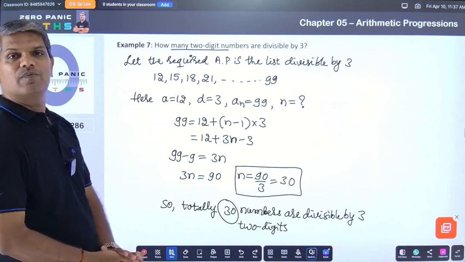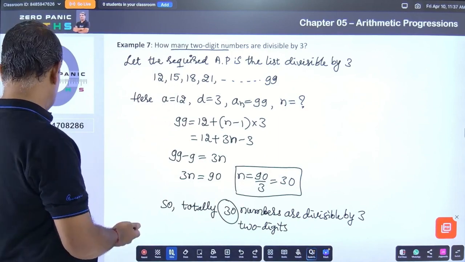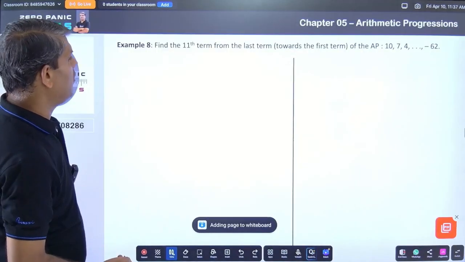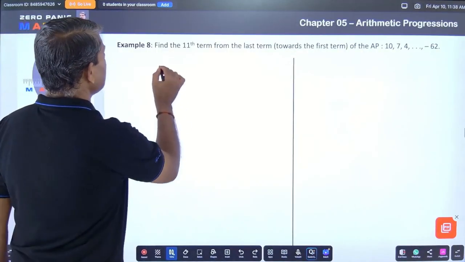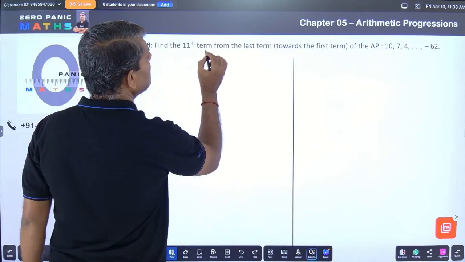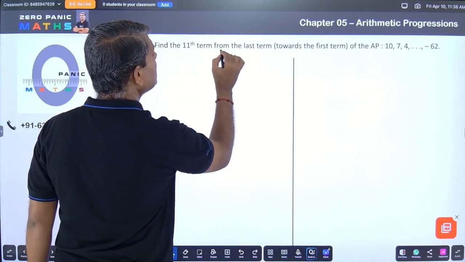This is the solution to this problem. Okay, let us quickly move to the next problem. Okay, now what is the next problem? Find the 11th term from the last term.